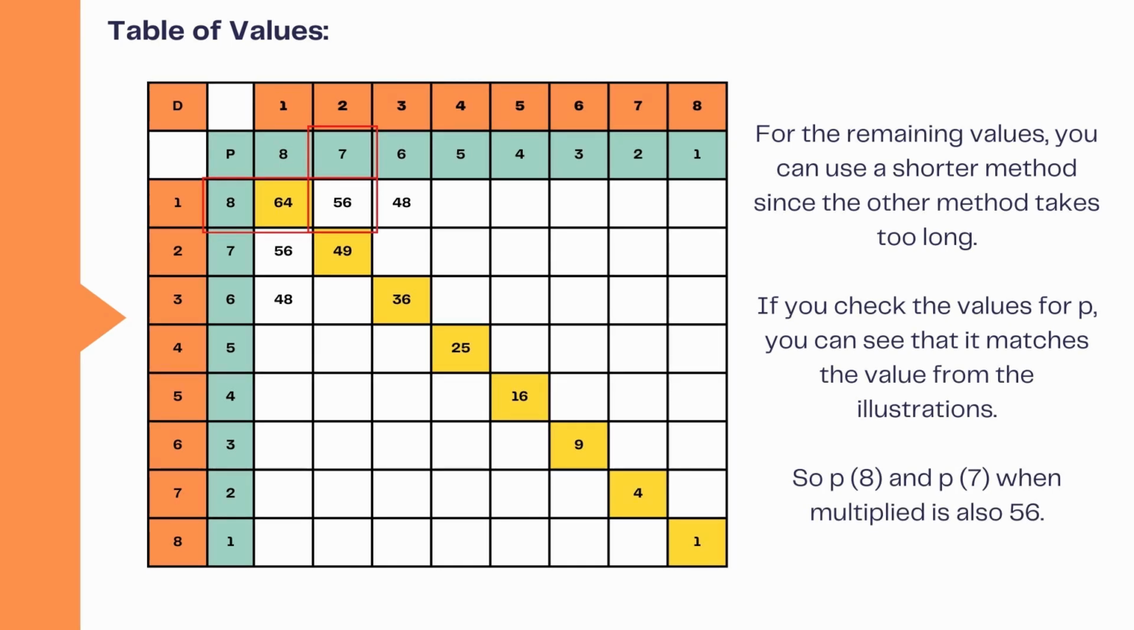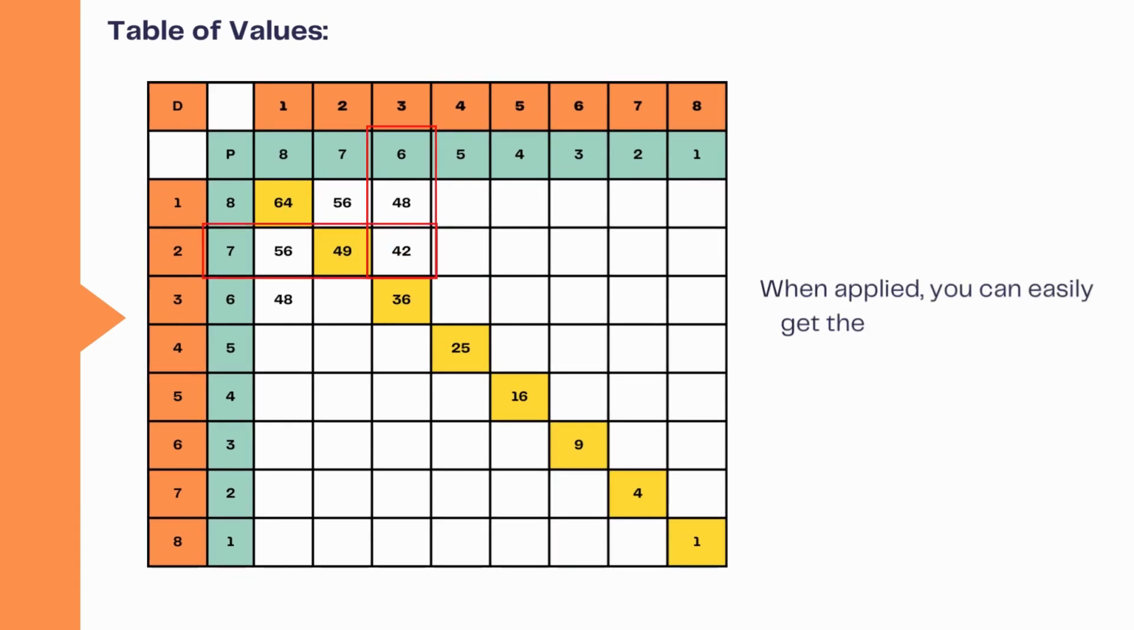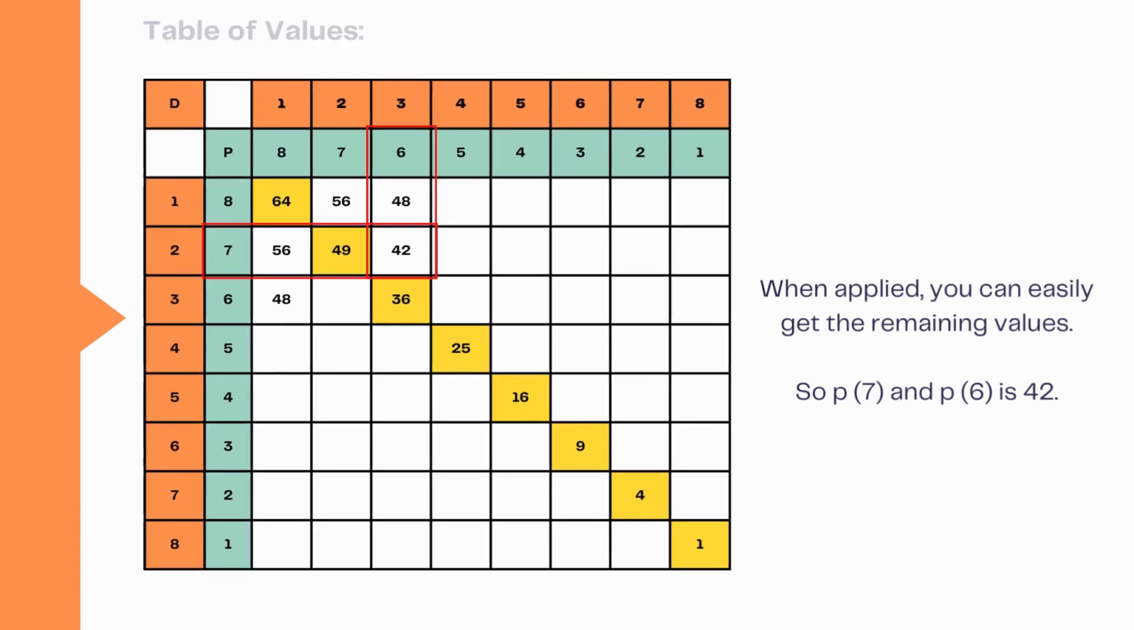If you check the values for P, you can see that it matches the value from the illustrations. So P8 and P7 when multiplied is also 56. When applied, you can easily get the remaining values, so P7 and P6 is 42.